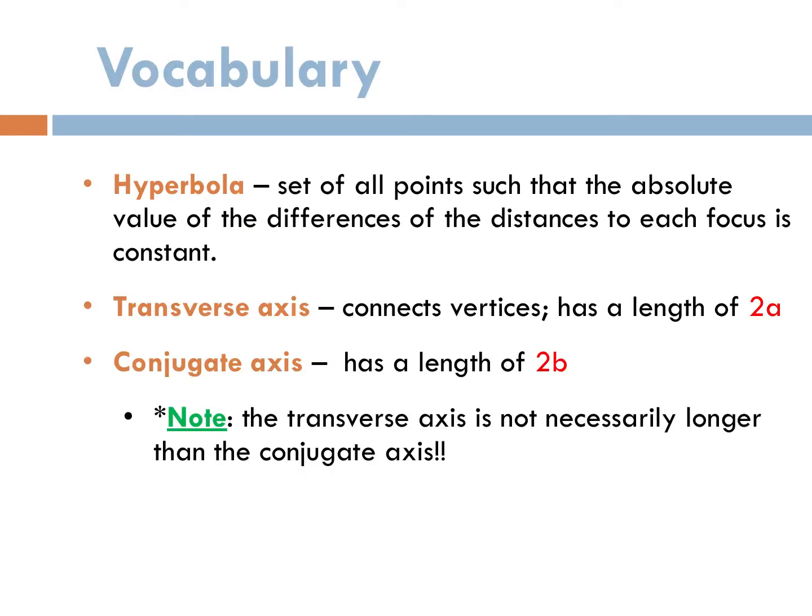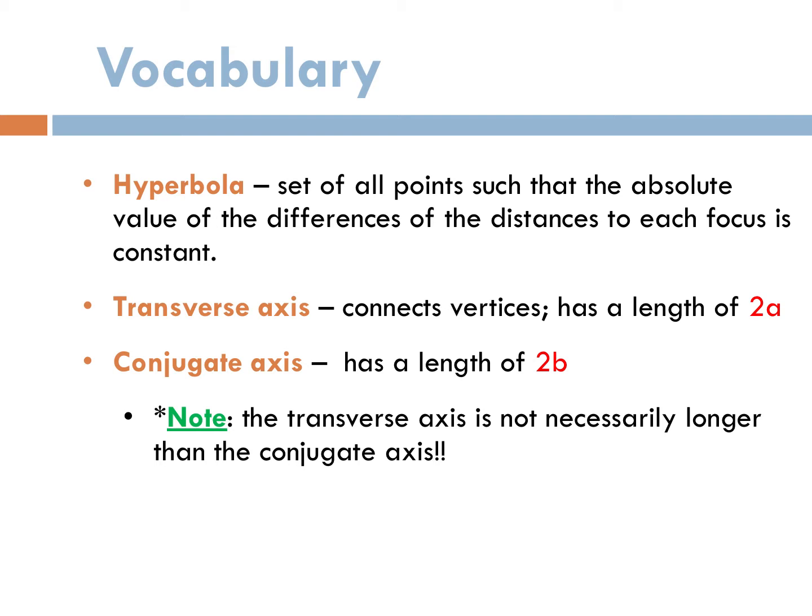So there's some vocabulary words to start. First off, a hyperbola is a set of all points such that the absolute value of the differences of the distances between each focus is constant. And really this is that other conic that we get slicing through that inverted cone picture that we took a look at in the beginning of chapter 7.